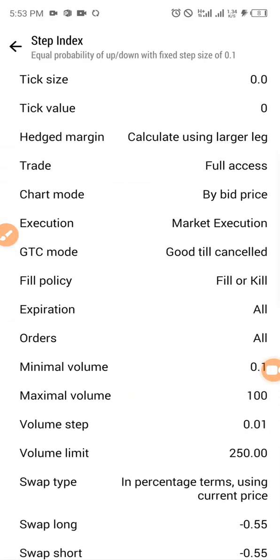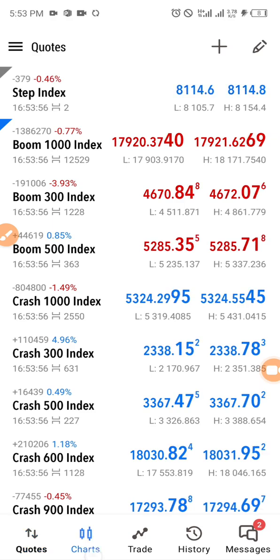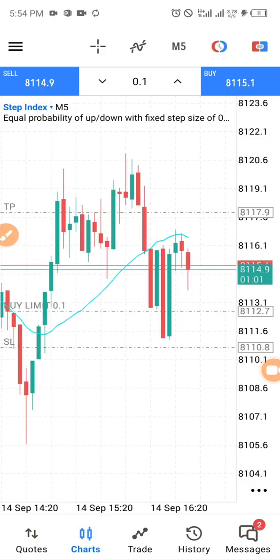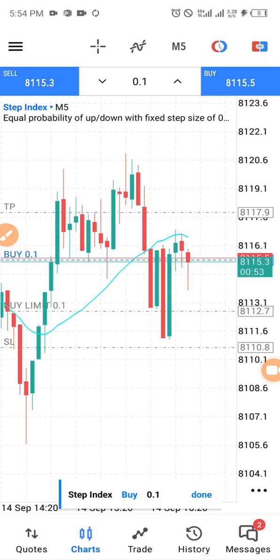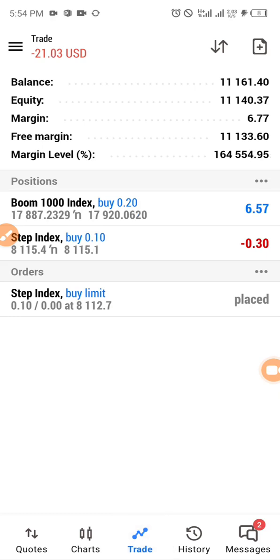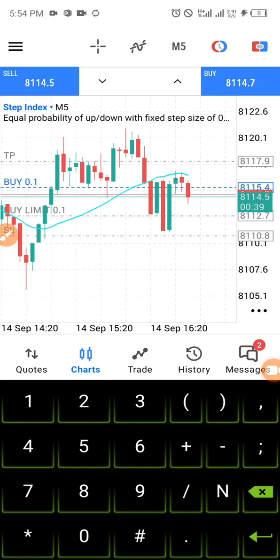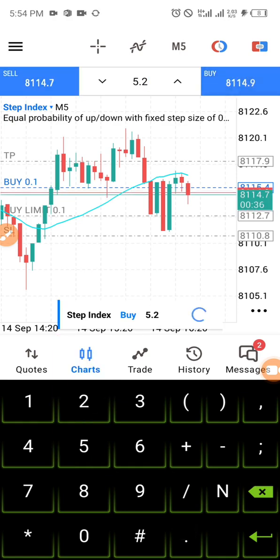The minimum volume is 0.1, the maximum is 100. So the volume tells you how much quantity or how much volume you want your trades to run. If I use a 0.01 lot size here, which is the least, watch now. I just bought. Now let's go to the trade tab. You see that it's moving in 0.45 cents. But if I increase it to, let's say, 5.2, what will happen next?